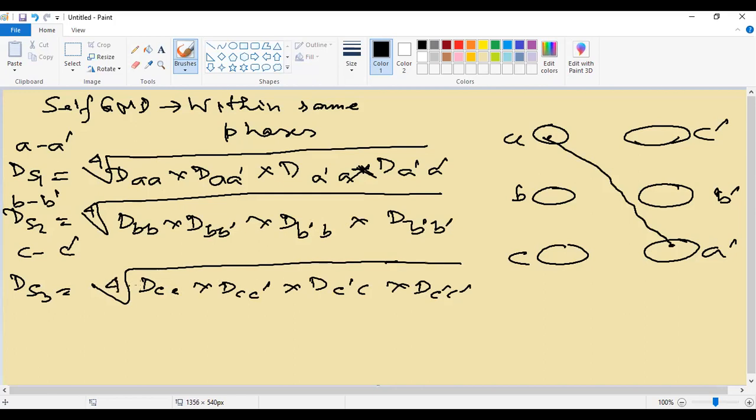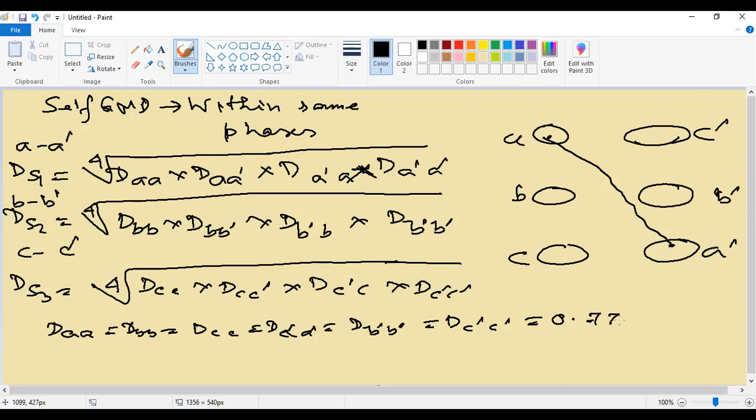Now you have to understand one thing. Wherever you have this particular term, that is the self part. DAA means what? It is the self part. DAA, DBB, DCC, then A dashed A dashed, then B dashed B dashed, then C dashed C dashed. These are all equal to 0.7788 R.